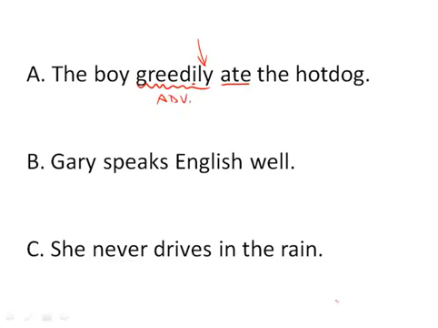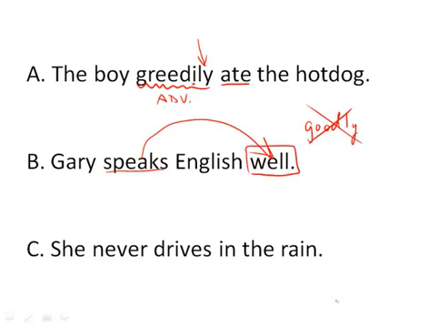Next, Gary speaks English well. How does Gary speak? How does he speak English? He speaks English well. Now notice that we have an irregular adverb because good is an adjective, but we don't have the word goodly. Gary speaks English goodly. Maybe that sounds funny to you, and it should because there's no such word. Instead, when good changes from an adjective to an adverb, it becomes the word well. So again, Gary speaks English well.